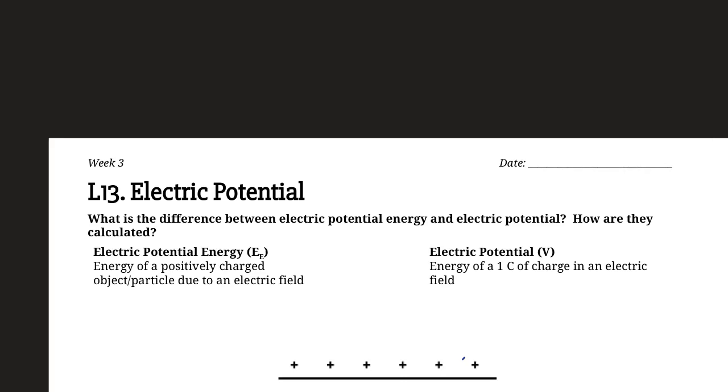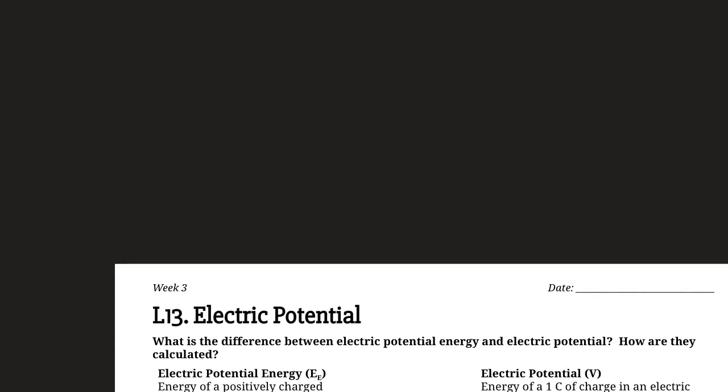So what we're going to talk about in this lesson is electric potential energy and electric potential difference, or just electric potential. These are terms that are very closely related to each other, so it's important that we distinguish the differences between them. Let's start off talking about electric potential energy, because if we stick with our analogy of gravity, we have gravitational potential energy, which is very similar to electric potential energy.